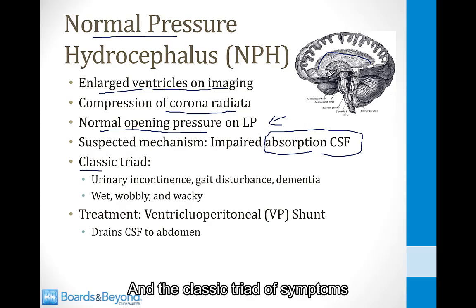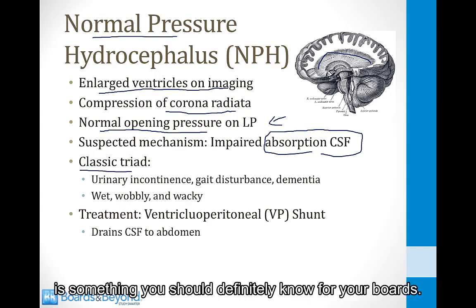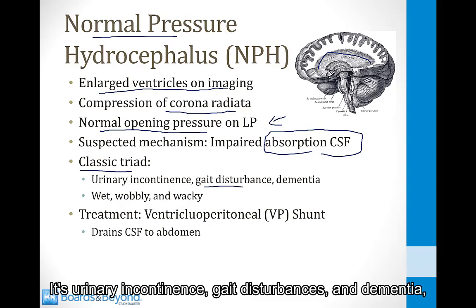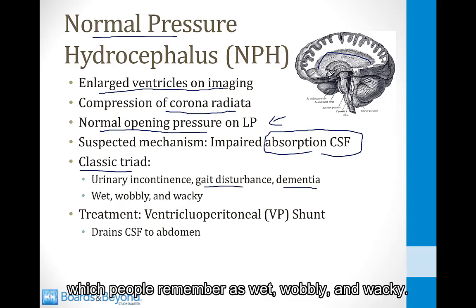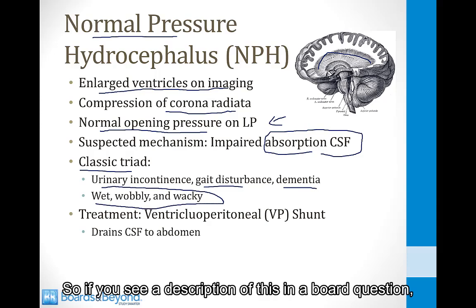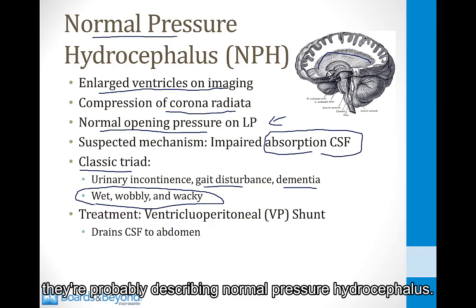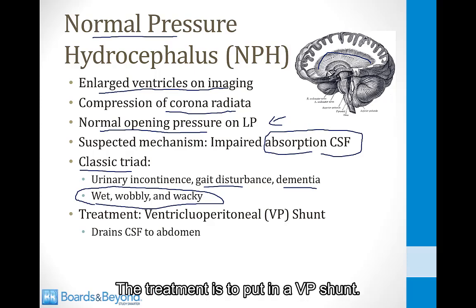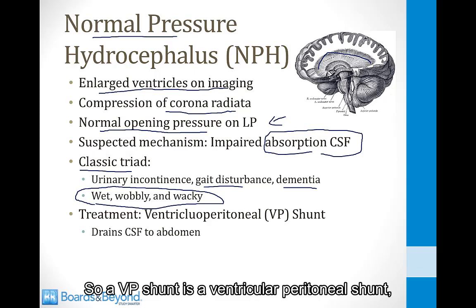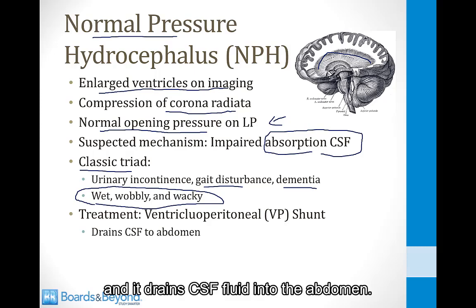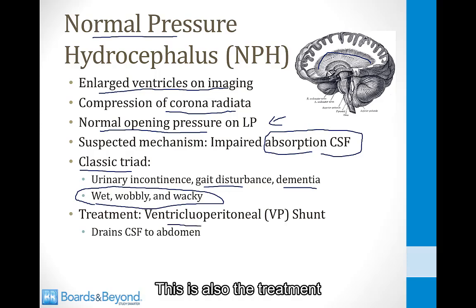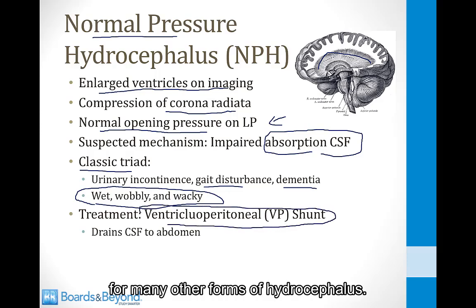And the classic triad of symptoms is something you should definitely know for your boards. It's urinary incontinence, gait disturbances, and dementia, which people remember as wet, wobbly, and wacky. So if you see a description of this in a board question, they're probably describing normal pressure hydrocephalus. The treatment is to put in a VP shunt. So a VP shunt is a ventriculoperitoneal shunt, and it drains CSF fluid into the abdomen. This is also the treatment for many other forms of hydrocephalus.